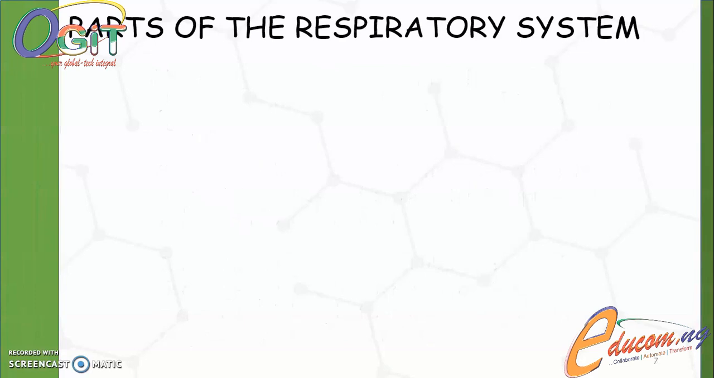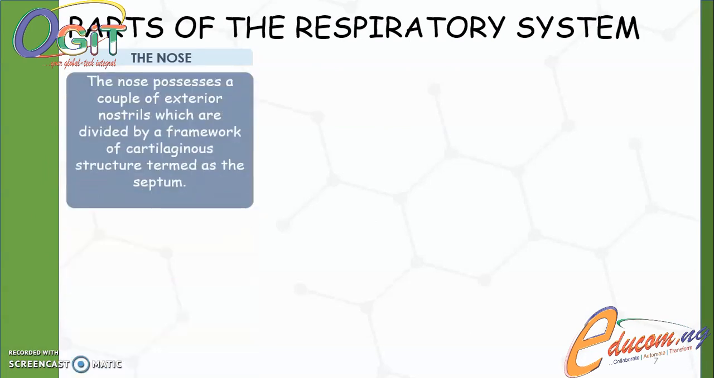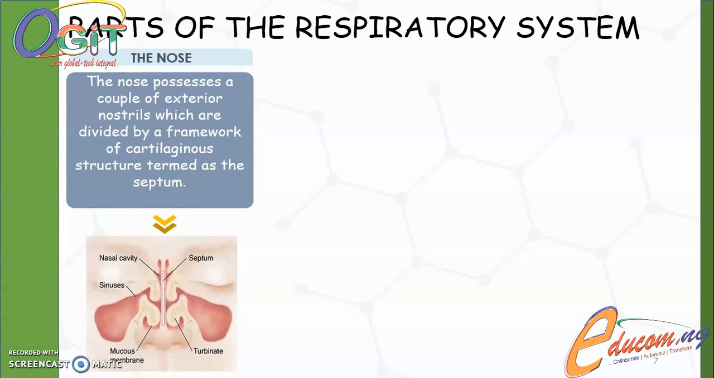Now we'll be talking about the parts of the respiratory system. I'll be discussing 6 parts of the respiratory system in the class today. The first part is the nose. The nose possesses a couple of exterior nostrils which are divided by a framework of cartilaginous structure termed as the septum. This is a structure that evenly separates the right nostril from the left nostril. That is referred to as the septum.